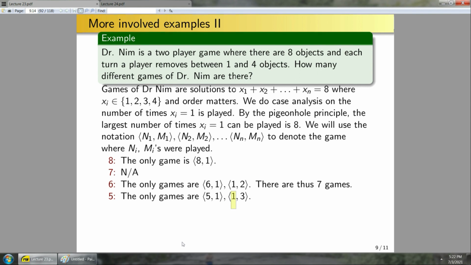So from there, I get 6 options to stick the 3 in. Therefore, there are 6 games where 1 is played 5 times.